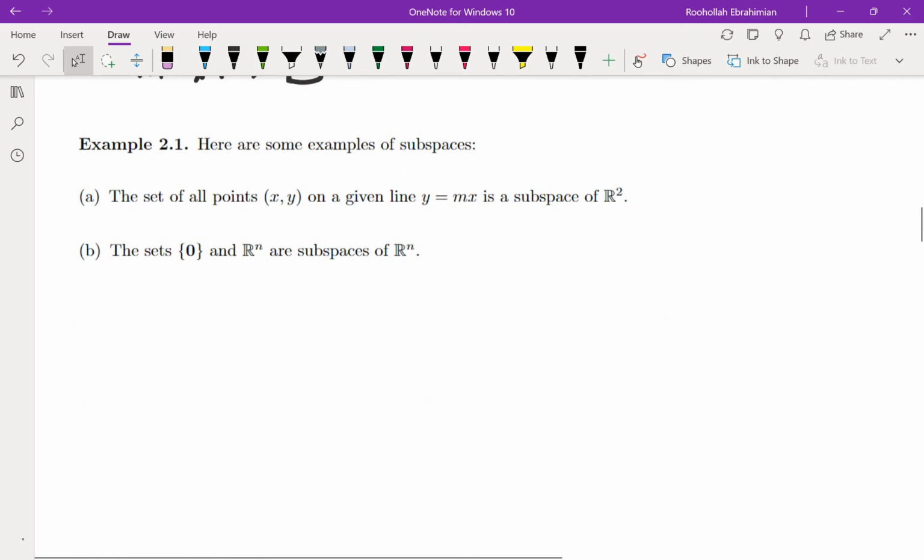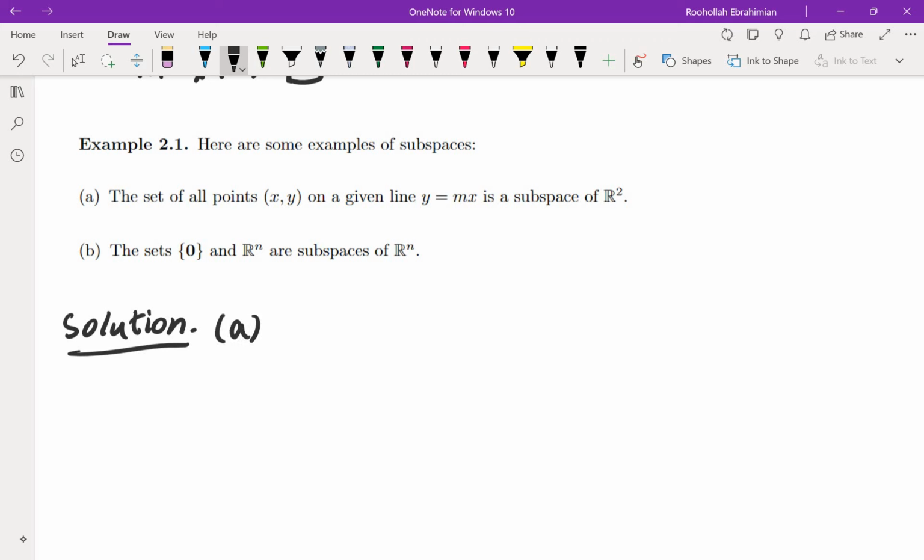So keep that in mind, because anytime you want to check something is a subspace, the subspace criterion is the best approach. You don't want to go over all those 7 different properties. That's very time consuming. So let's go over this example. The set of all points (x, y) on a given line, so m is fixed, is a subspace of R2. So we will have to show 0 is in there. Well, 0 is equal to m times 0. So that means (0, 0) is on the line.